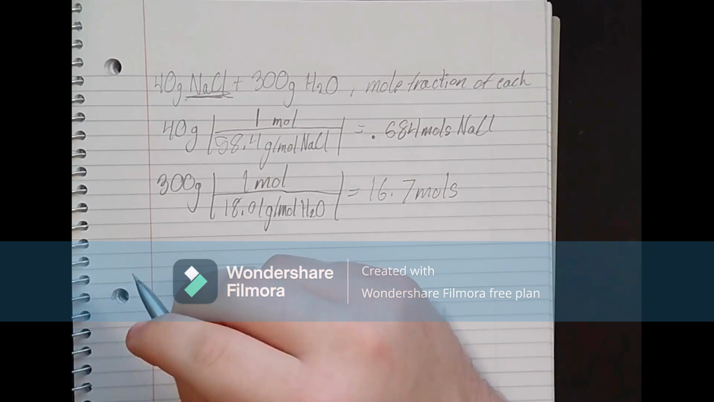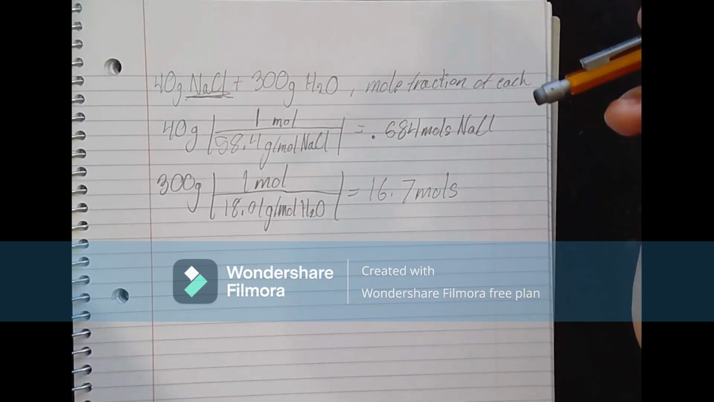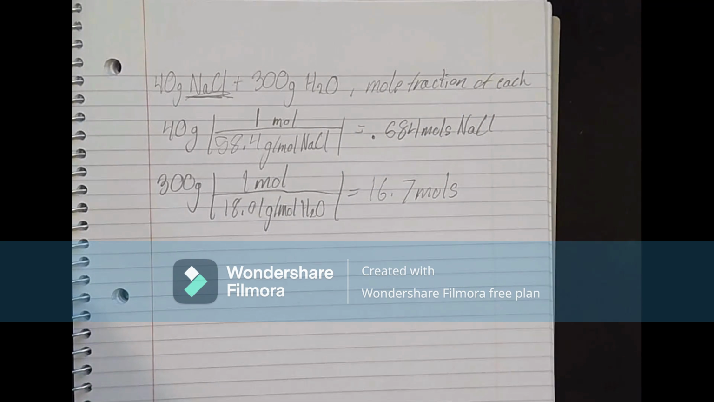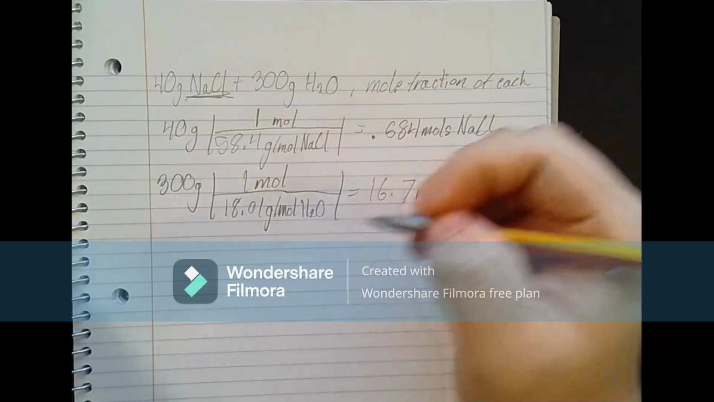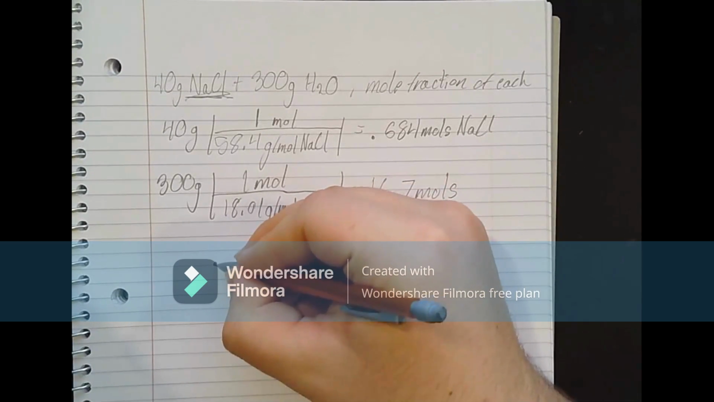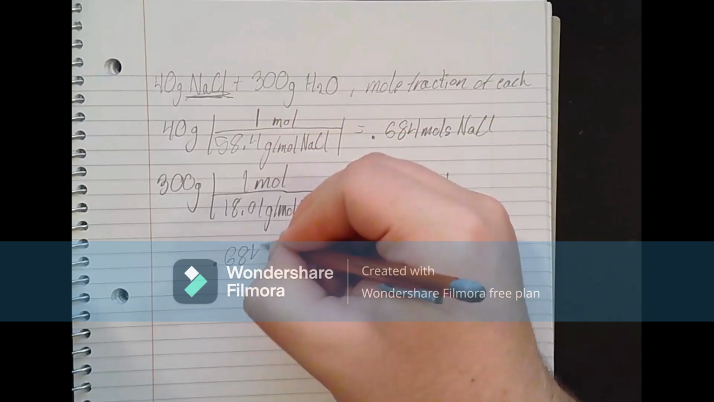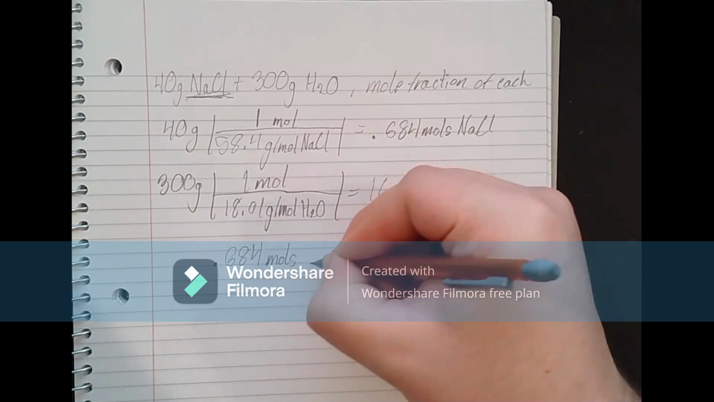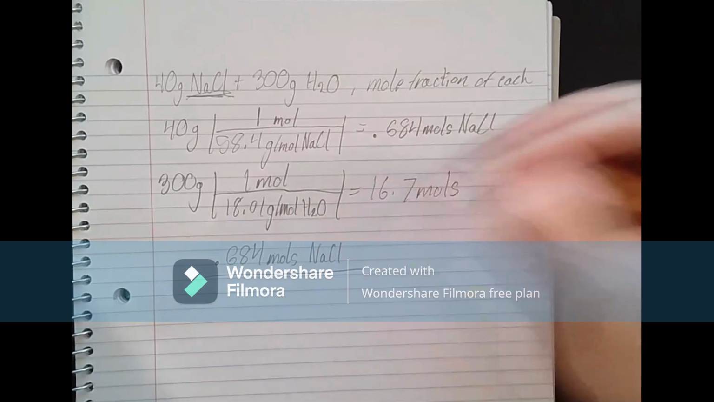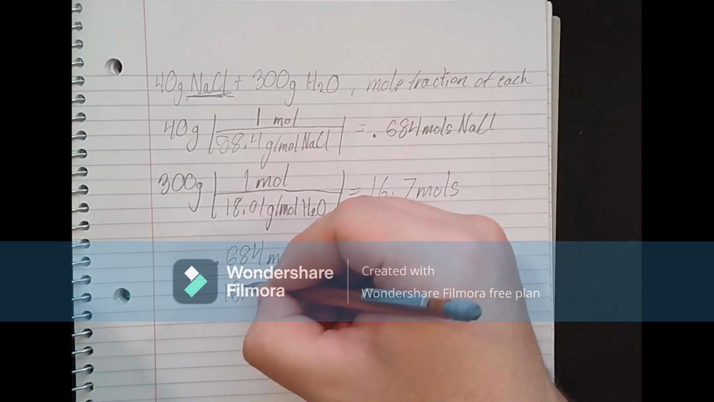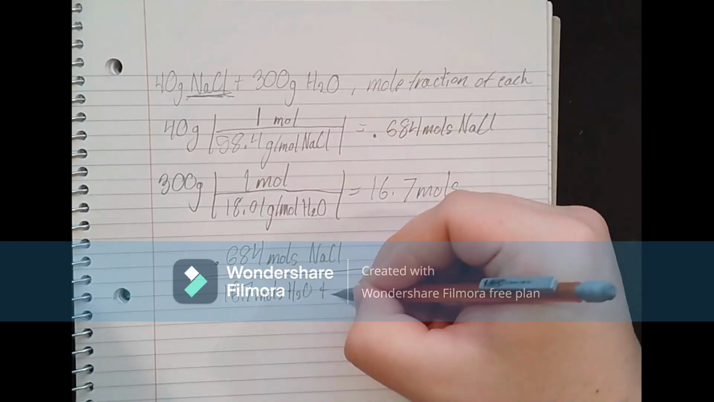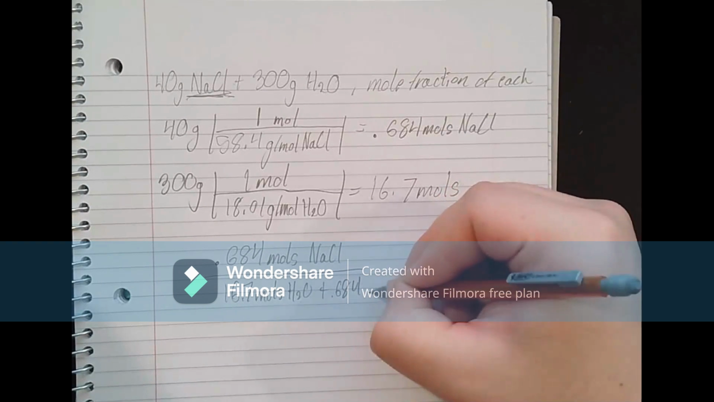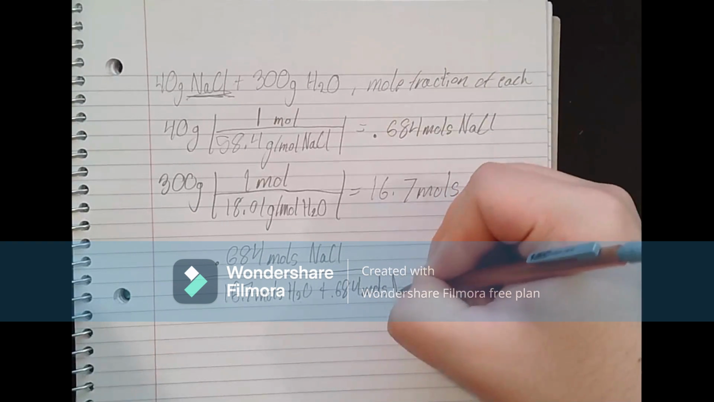And then after that, it's as simple as doing exactly what we did last time, and taking the moles of NaCl, 0.684 moles NaCl, and dividing it by both the 16.7 moles of water and the original 0.684 moles NaCl.